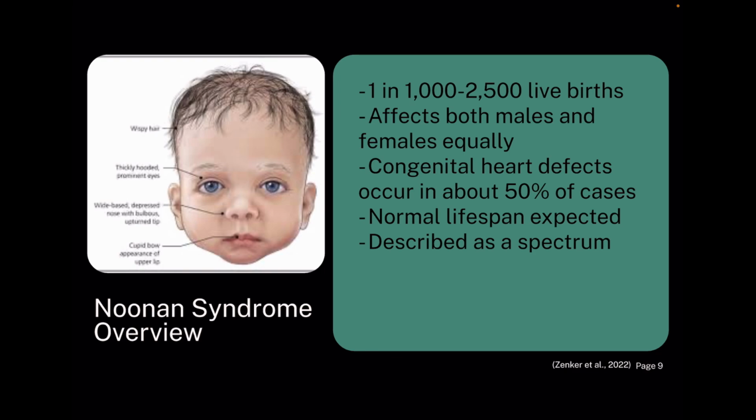People with this disorder can have congenital heart defects that occur in about 50% of cases. Normal lifespan is to be expected, but depends on the severity of findings and which ones they have specifically. More recently, it's described as a spectrum more than a syndrome, and it has also been known as the male Turner syndrome. Noonan was named after Jacqueline Noonan, a pediatric cardiologist who discovered the disorder in 1968.